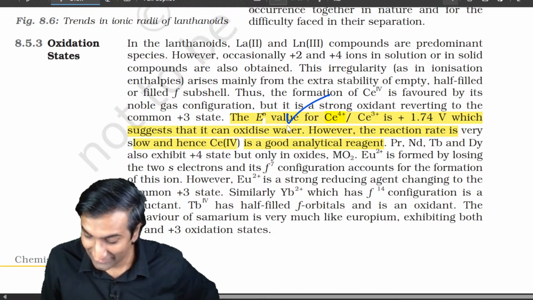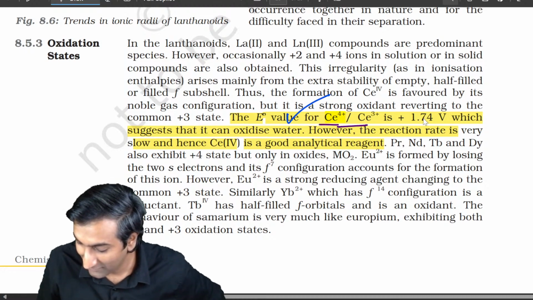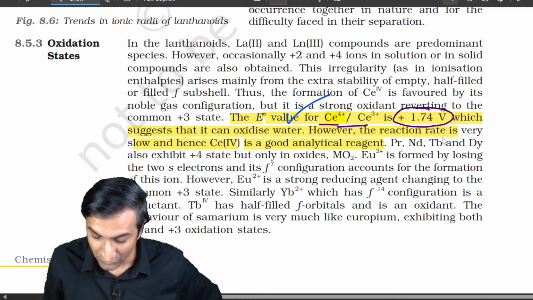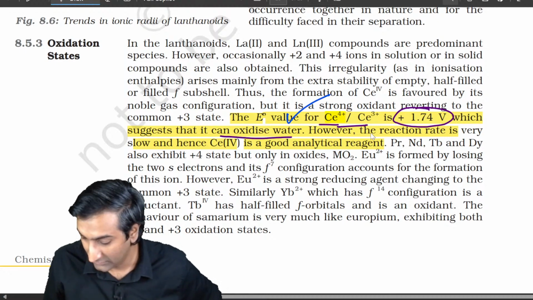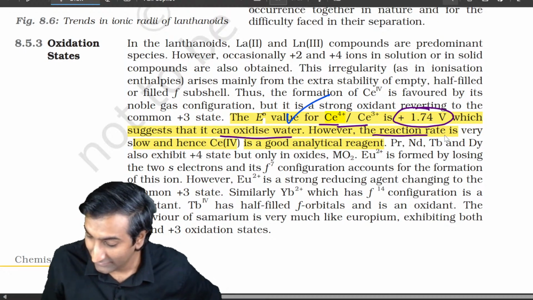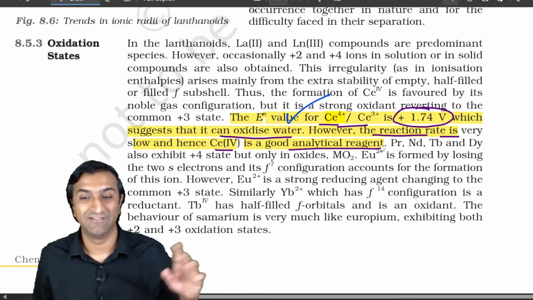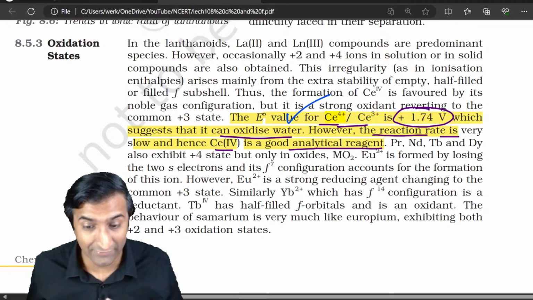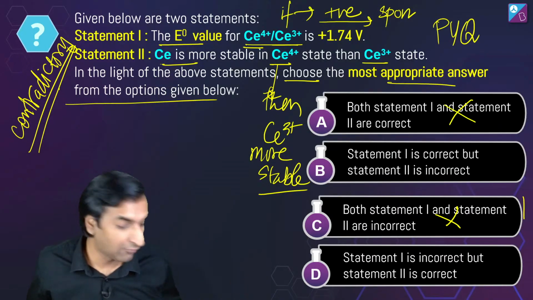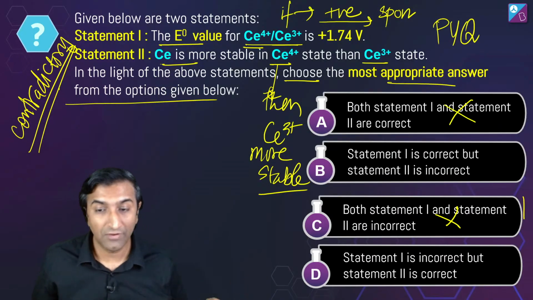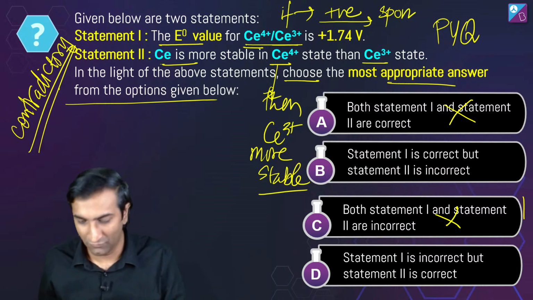Let's read NCERT. The E0 value for Ce4+/Ce3+ is 1.74 volts, which suggests that it can oxidize water. However, the reaction rate is very slow, and hence Ce4+ is a good analytical reagent. Okay? This is also a PYQ. I did not change a single word from this PYQ. I kept it as it is. So I've given you 2 examples where I messed with the PYQ and one I did not.